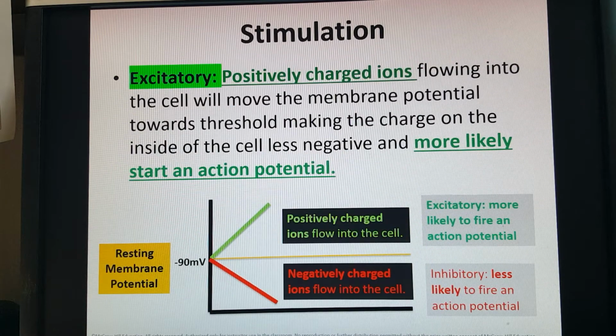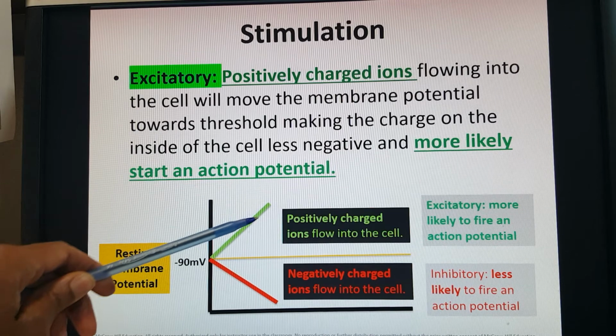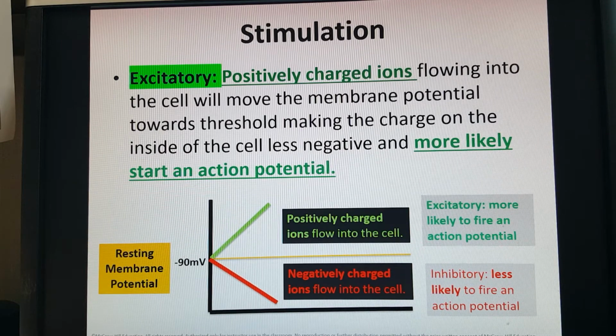If positively charged ions flow into the cell, then our ion channel is an excitatory one. So our stimulation is going to be excitatory, and you're more likely to start an action potential. From our negative resting membrane potential, you're going to go towards a concept called threshold, and that's where you actually trigger your action potentials. But you have to get away from this negative resting membrane potential to a slightly lesser negative number.